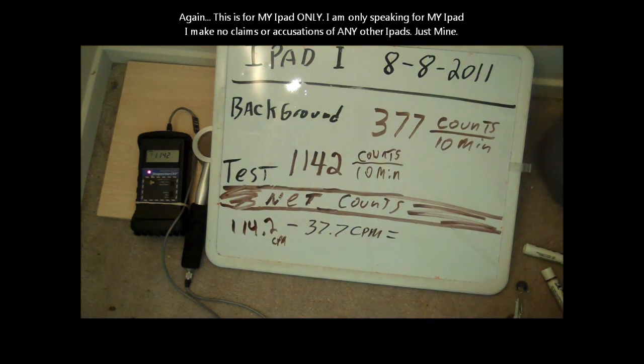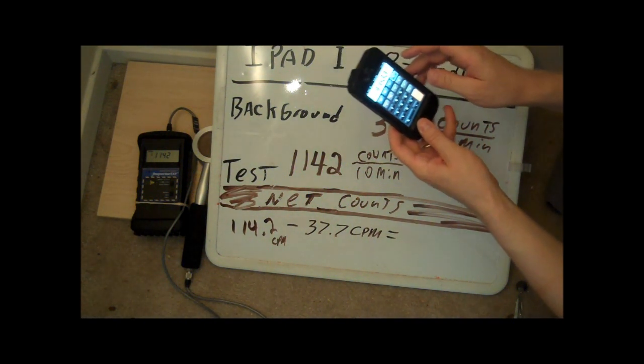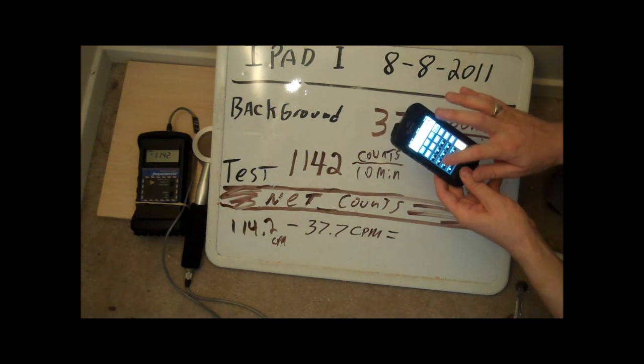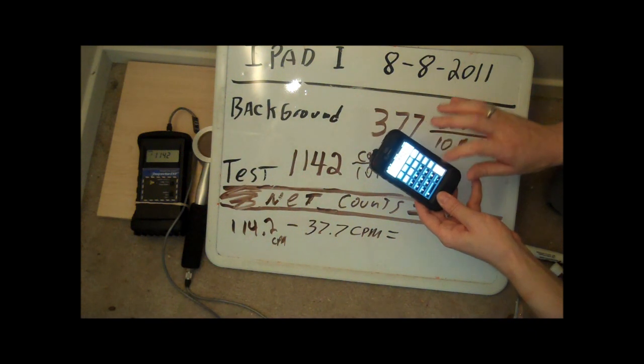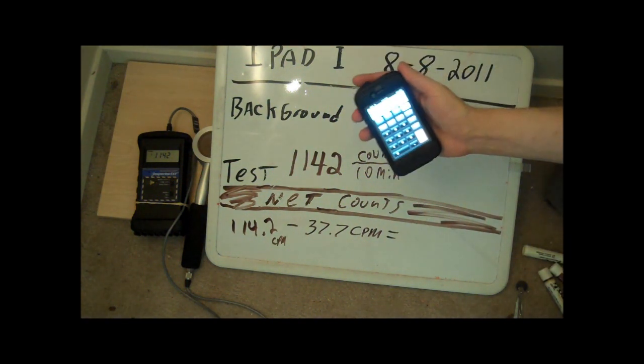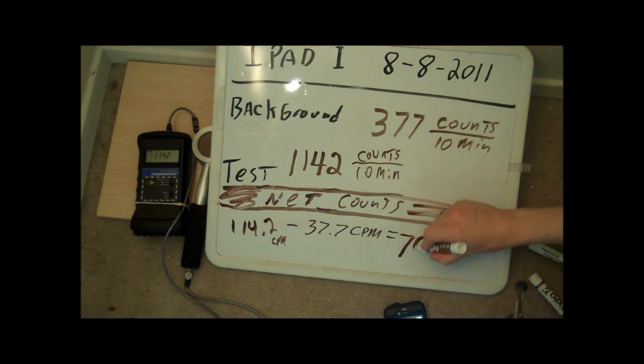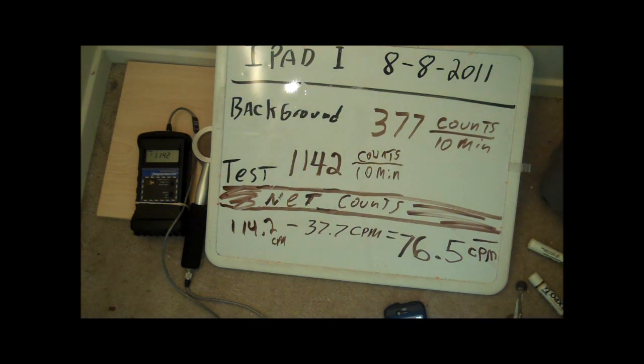We're going to take 114.2 counts, and we're going to subtract from that the background, and then we'll know truly how radioactive it is. Let me get my calculator. Ironically, and here's the part you're going to find is the most ironic, my calculator is an iPad. Or, sorry, an iPhone. There we go. That's ironic, isn't it? Okay, so we'll clear the iPhone out. 114.2 minus 37.7 equals a net average for a 10-minute count of 76.5. Let me write that down. 76.5 CPM average.